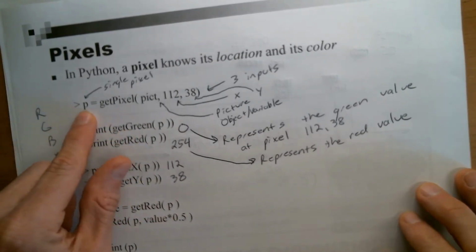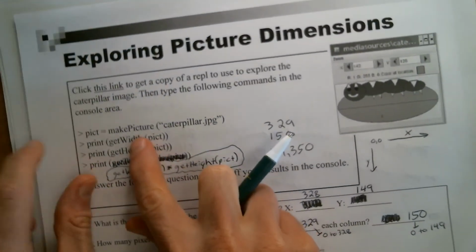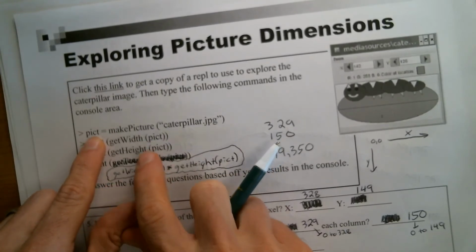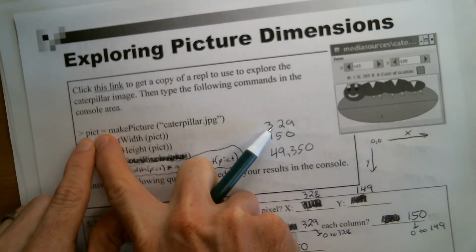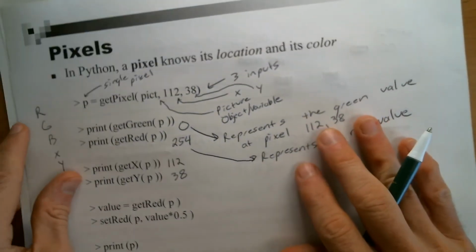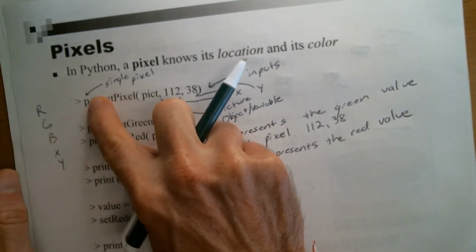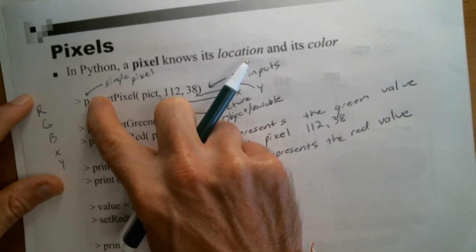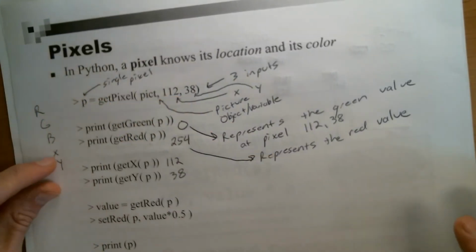When we create one of these pixel objects, and we created the pixel object by using this GetPixel, it's the same way that back here, we created this picture object or picture variable by using make picture. This gave us a picture variable or object that we could use. Same idea here, GetPixel is creating this pixel object or variable that we can use. And then once we've created it, we can find out the red value, the green value, the blue value, the X and the Y coordinate.